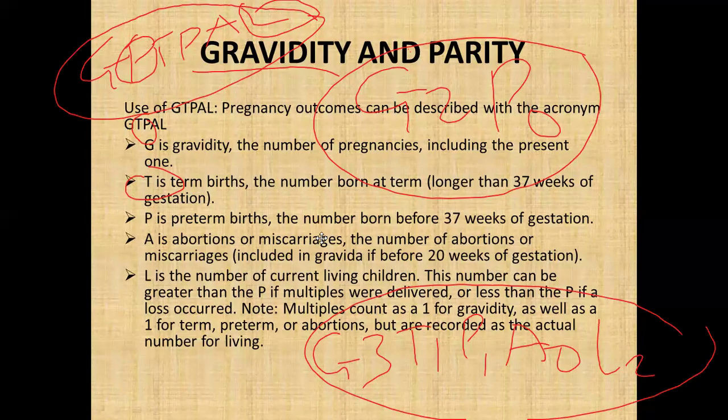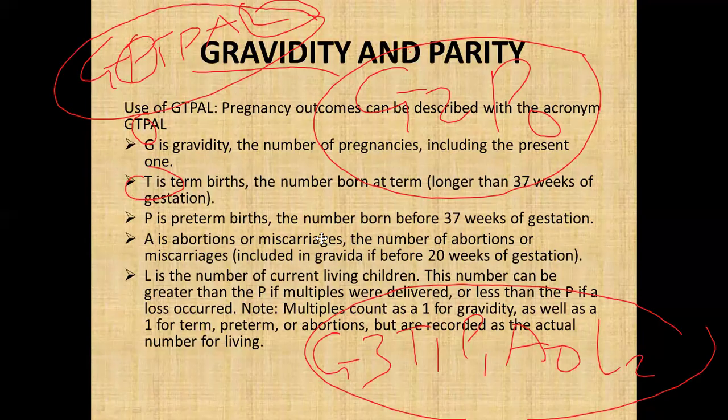So someone could have one gravidity, but the number of children currently living can be more than one; it can be two or three. If it is three, it means there was a multiple gestation, or the person had triplets. That is why L could be three and G will be one. I hope you are getting me. So L is the number of current living children. This number can be greater than the parity and the gravidity if multiples were delivered, or less than the parity if a loss occurred.